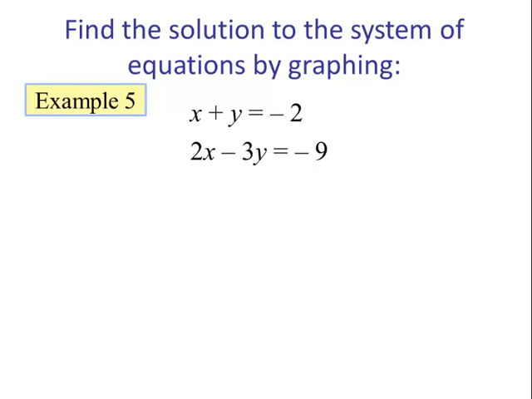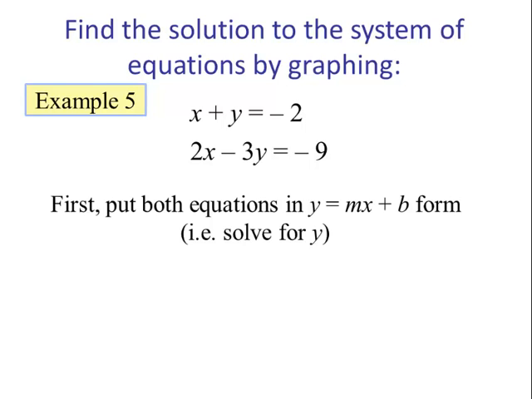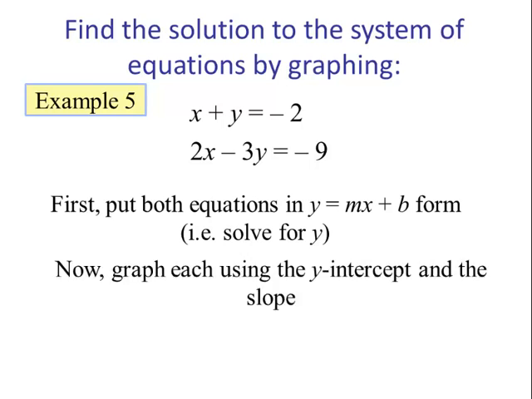Example 5. Find the solution to the system of equations by graphing. X plus y equals negative 2. 2x minus 3y equals negative 9. First, we need to put both equations in y equals mx plus b form, or in other words, we solve for y. Then we graph each using the y-intercept and the slope.